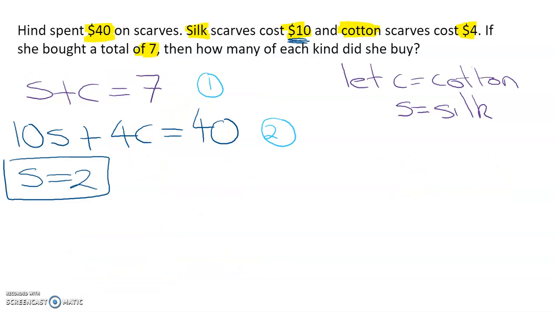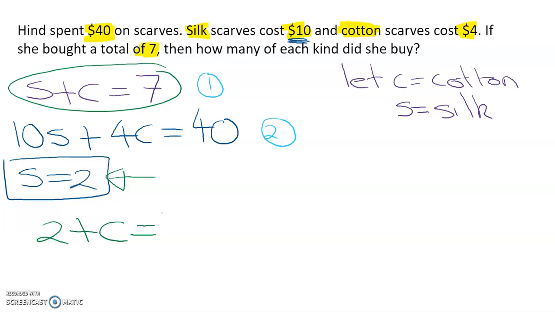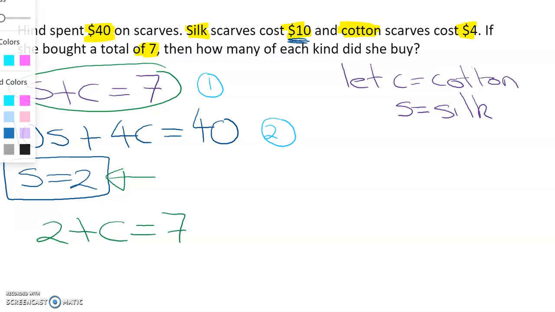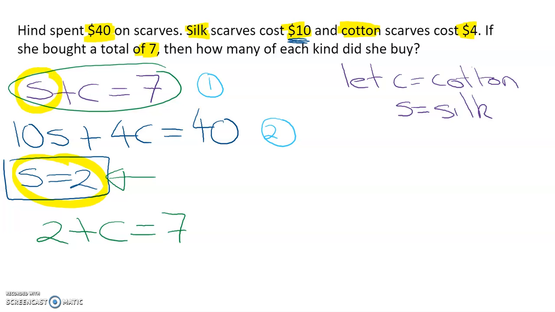We know how many silk scarves we have, but how many cotton scarves do we have? So you need to take your value of S equals 2 and put it into one of these equations. I think number 1 is easier, so I'm going to use that one. It doesn't make any difference which one you use, you'll get the same result. So I'm going to say 2 plus C equals 7. Now this 2 value wasn't in the initial equation, but it is what S equals. So that's where the 2 came from.